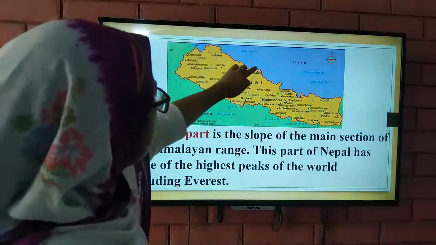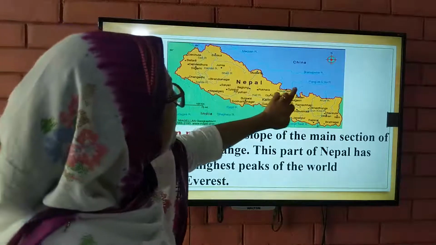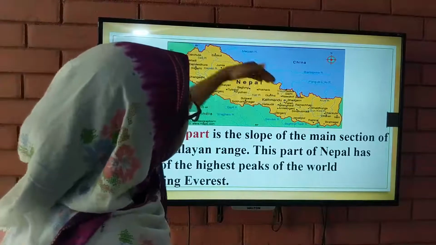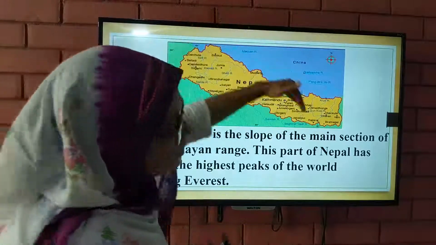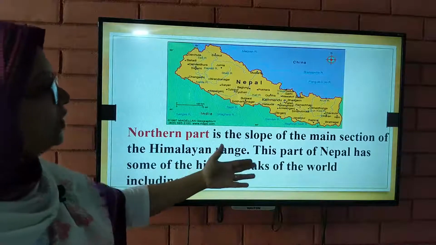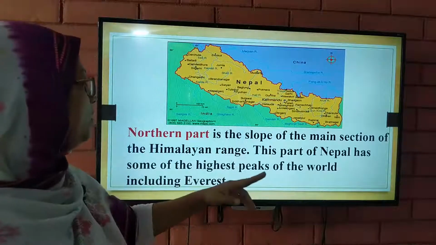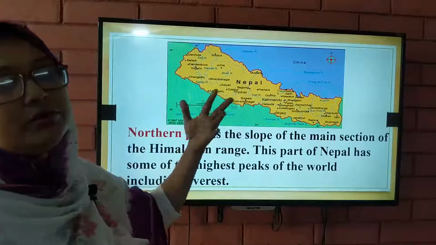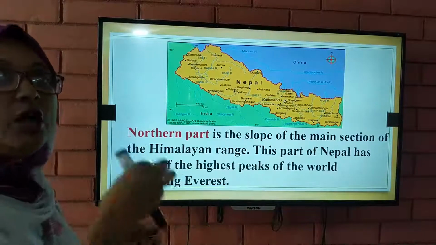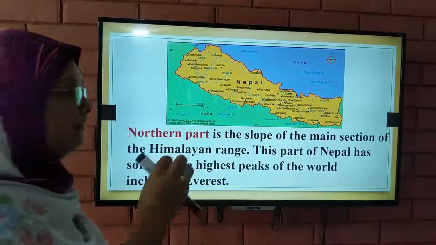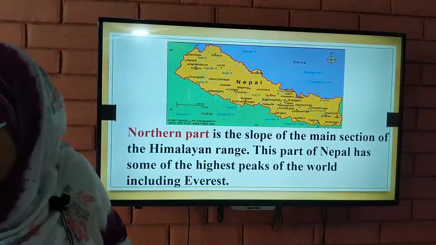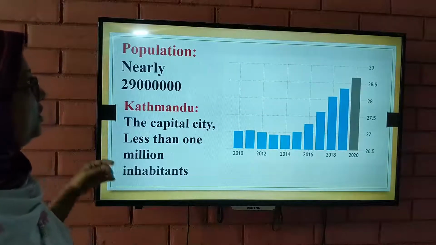Northern part, here I have already told that the northern part is a slope of the main section. Slope, that means this is a slope, dhal. Look at the map here, it is not plain, it goes from high to low, that is a slope. The northern part is the slope of the main section of the Himalayan range. This part of Nepal has some of the highest peaks of the world, including Everest. So you know, the Himalayan range has many highest peaks, and this northern part of Nepal covers many highest peaks, including Everest. Okay, so Everest is the highest peak of the Himalayan range. Now let's move to its demographic feature, that is the population.